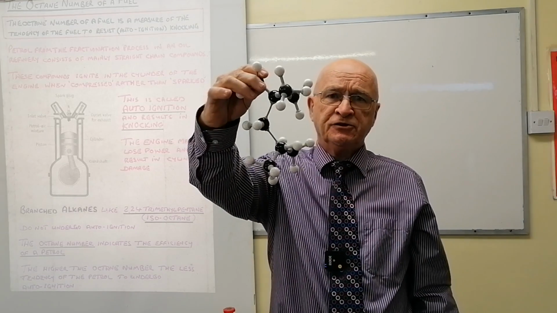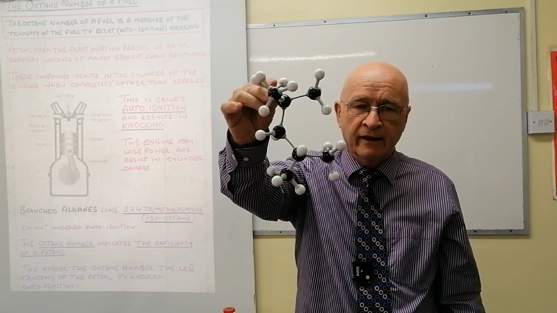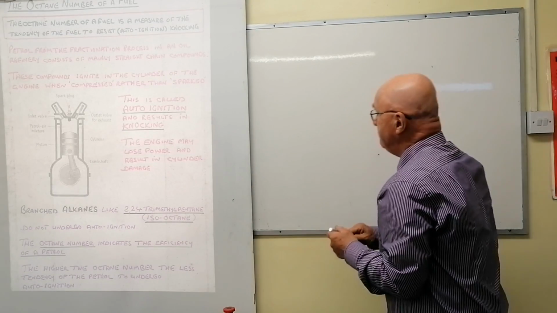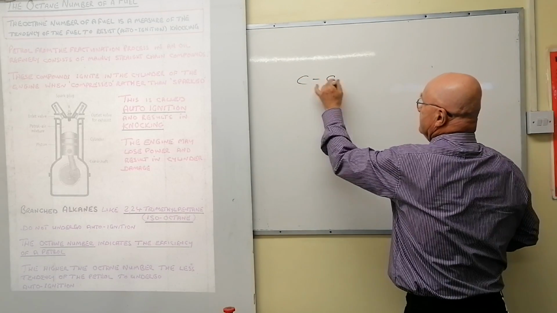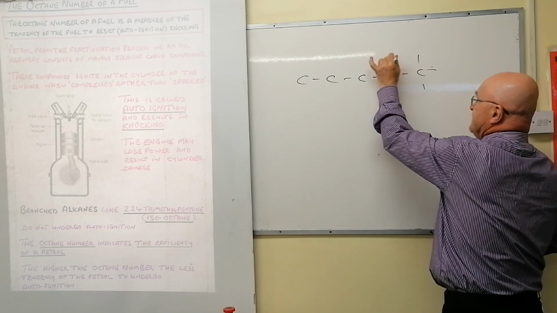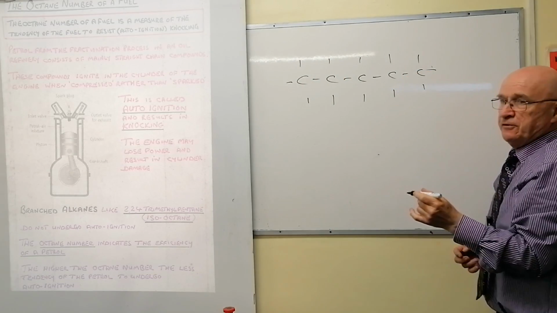This is known as 2,2,4-trimethyl-pentane. Are you confused? Good. Okay, I need to draw it for you first of all, give you an idea. Pent is 5. That's pentane. And if it's branched, it's a much better fuel.